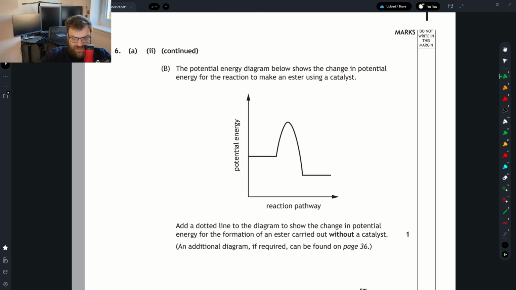Next up, we have got a reaction with a catalyst. We're now asked to draw a dotted line to show what would happen without a catalyst. So typically we'd be drawing it when you add a catalyst and lower the activation energy. So without a catalyst, it would have a higher activation energy, so it would go up more steeply from there, and come back down and join it on like so. So it has a greater activation energy there.